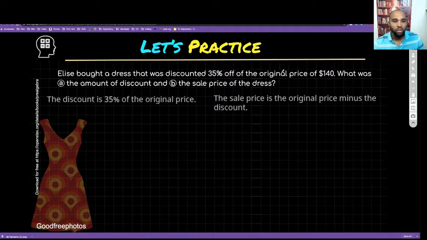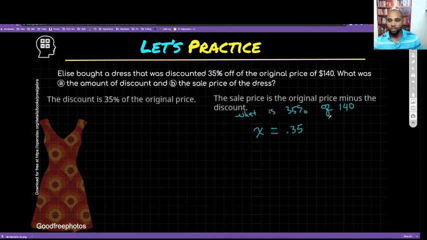So this is the original price. Well, we already know that it's minus the discount. But the real question is, what is 35% of 140? So what is, we don't know that part. 35%, this equals 0.35, because 35 divided by 100 is 0.35, of 140.